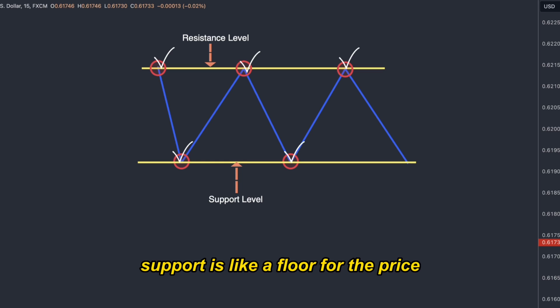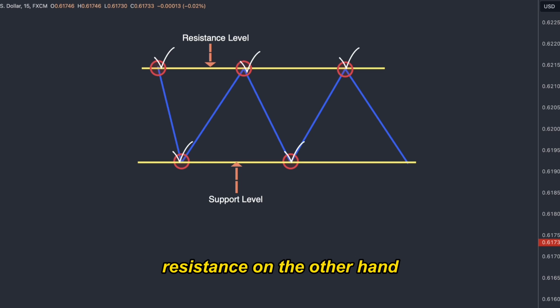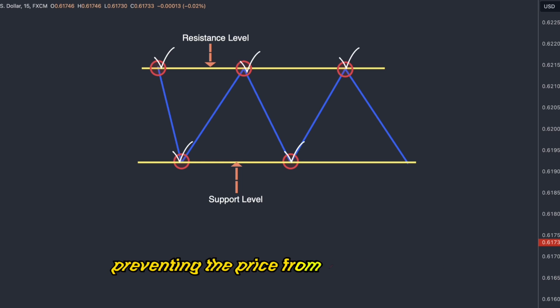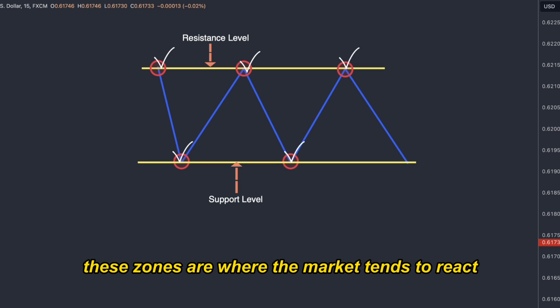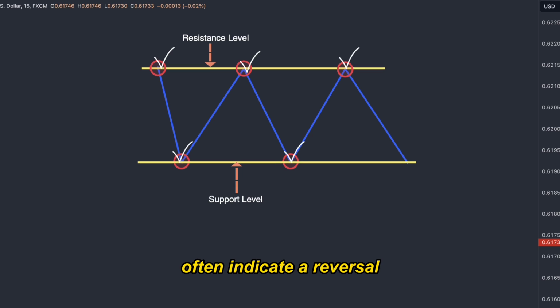Support is like a floor for the price when it reaches this level. Buyers often step in and prevent the price from dropping further. Resistance, on the other hand, is like a ceiling where sellers push back, preventing the price from climbing higher. These zones are where the market tends to react strongly, and pin bars that form at these levels often indicate a reversal or significant price movement.